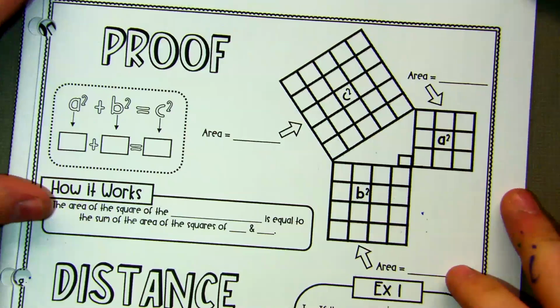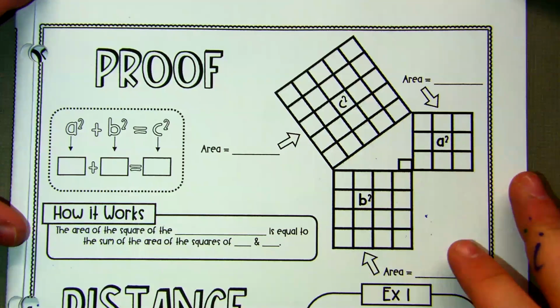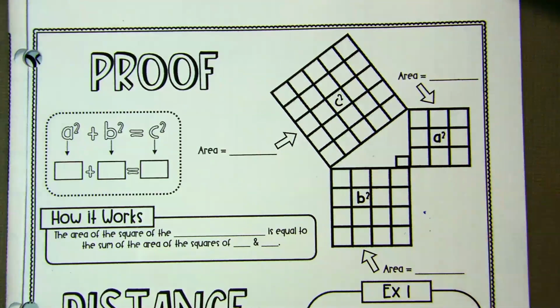If we turn the page, we hit this little area that's called proof.